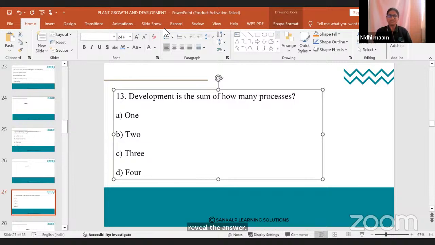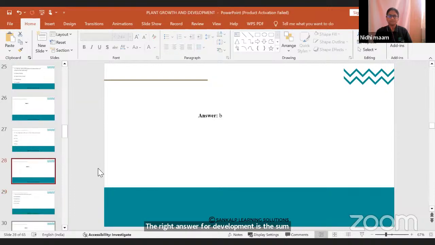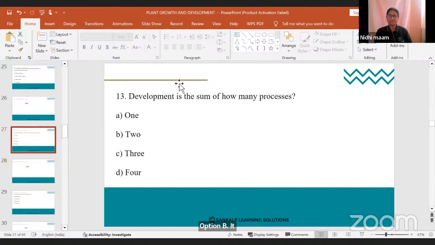The right answer for development is the sum of option B. It is the sum of two processes. Development is the sum of two processes. Yes, Bhimabai Ambedkar, Aishwarya are active on YouTube. Kadroli Mahesh, Sangmesh Nallur, we are waiting for your answers.